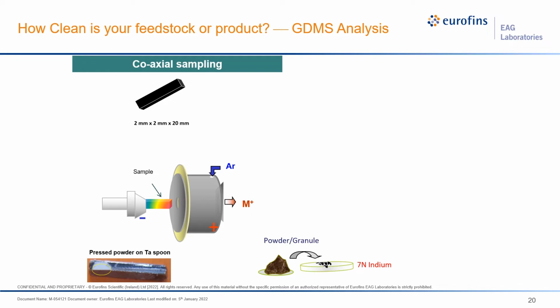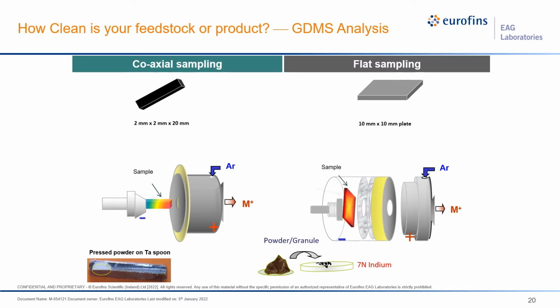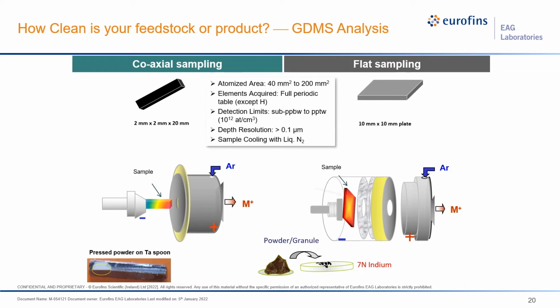to see how clean your feedstock is. For GDMS analysis, there are two ways of sampling. One is coaxial sampling, where the sample is shaped into a pin of 2 millimeters by 2 millimeters by 20 millimeters. And you can also use the flat sampling geometry: if you have powder or granules, you can put them on the 7-9 impurity binders. Some powders can also be done with a tantalum spoon in a pin geometry.